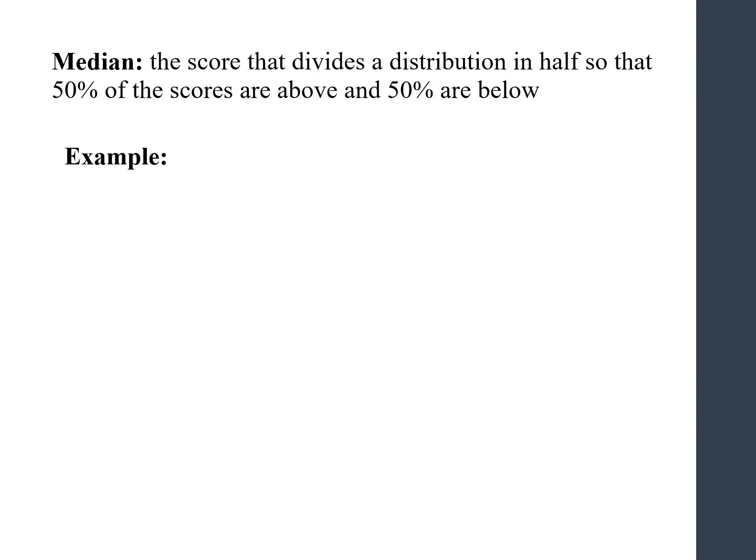Moving into the median. The median refers to the score that divides a distribution in half so that 50% of the scores are above and 50% are below. You can think of this as the middle point of the distribution. For instance, if we have the numbers 2, 4, 6, 8, and 10, we can cross off the endpoints and then do that again until we reach that middle number, which in this case is 6.